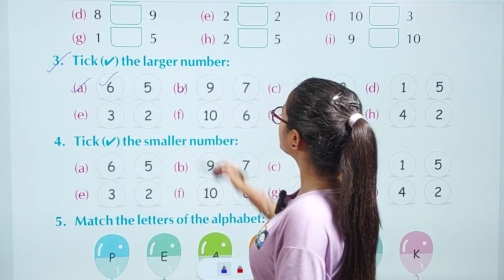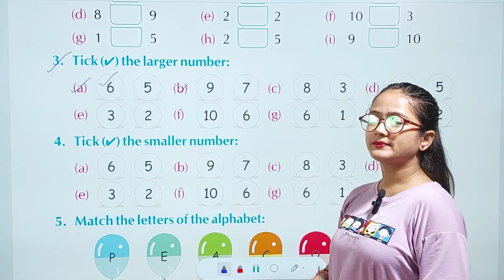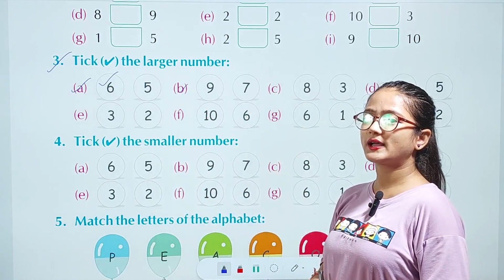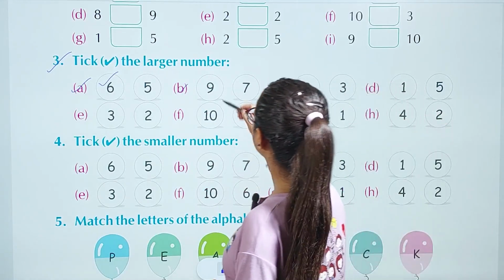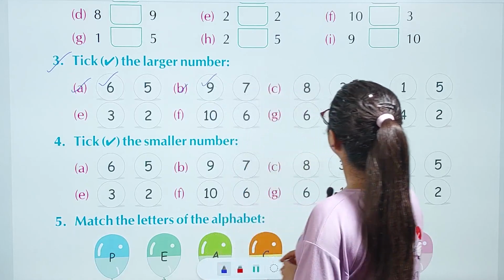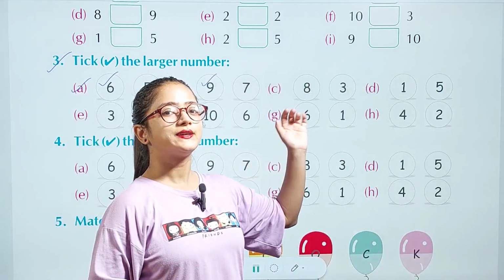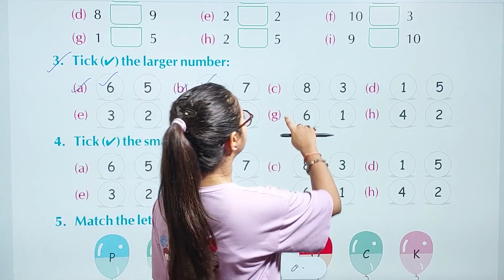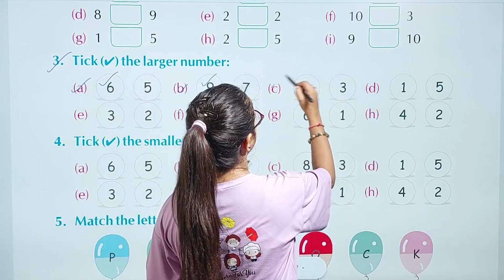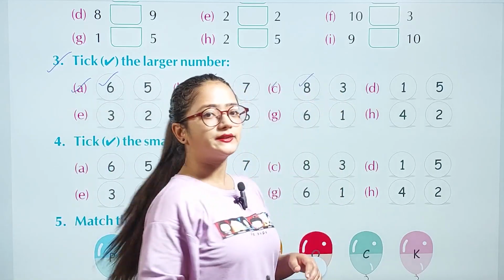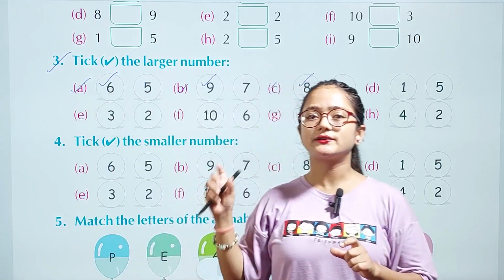Next question, which number is greater, 9 or 7? The answer is 9. Okay, so you have to take 9. Next one, which number is greater, 8 or 3? The answer is 8. Okay, because it comes after 3. So you have to take 8. Like this, you have to take the greatest number.